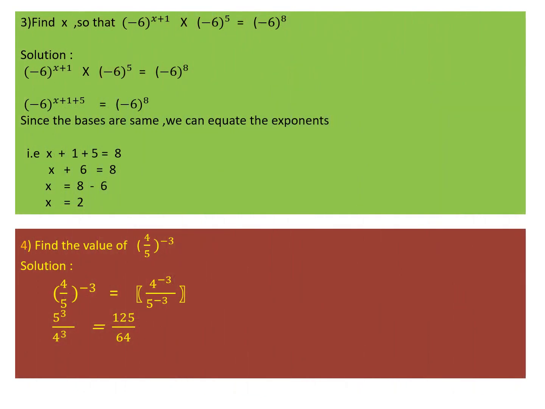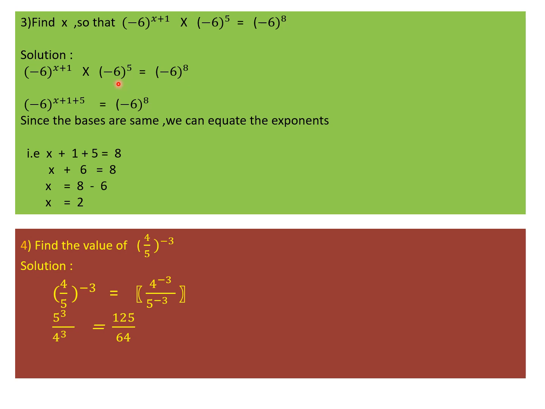Children, next we will see the third sum given here. Find x so that minus 6 whole power x plus 1 into minus 6 whole power 5 equal to minus 6 whole power 8. In the given exponent, we have to find the value of x. How to find out that? Okay. First, you write the sum that is given. Minus 6 whole power x plus 1 into minus 6 whole power 5 equal to minus 6 whole power 8.